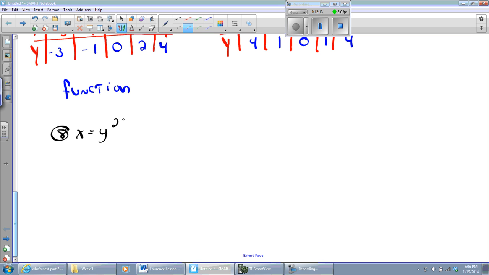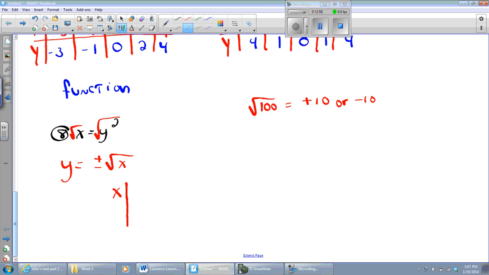Well, how do I undo a square? Well, I take the square root. Now you've got to be careful here because it is going to be y equals, but it's going to be plus or minus the square root of whatever x is. Remember that the square root of 100 is equal to positive 10 or negative 10, because 10 times 10 is 100 and negative 10 times negative 10 is 100. So when I go to do this input-output table, it's going to be a little bit different.